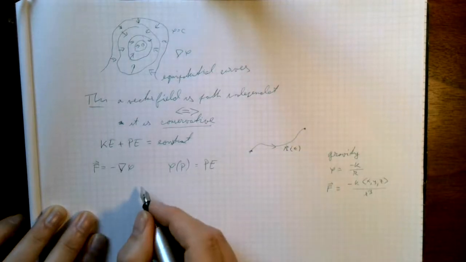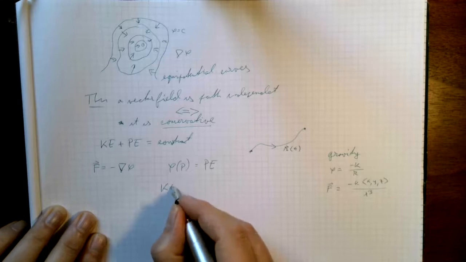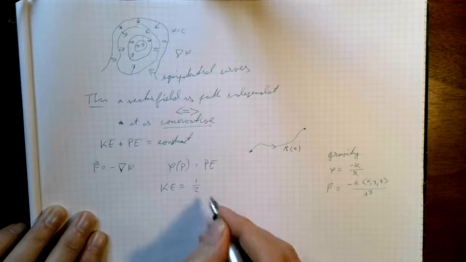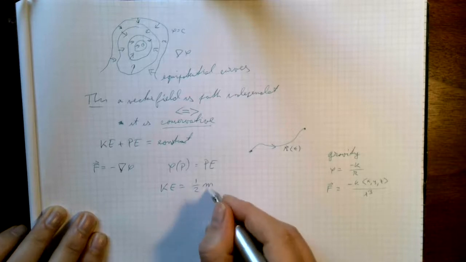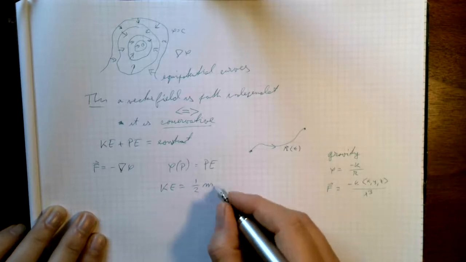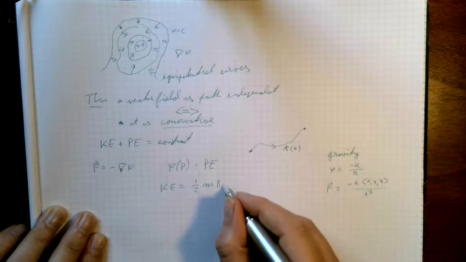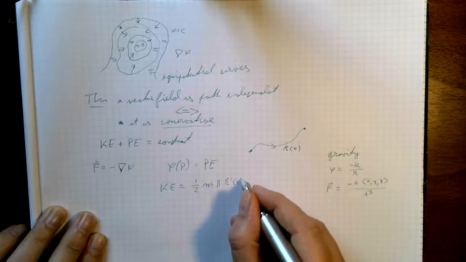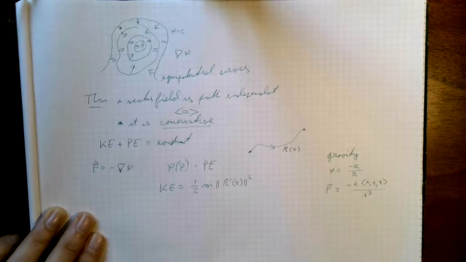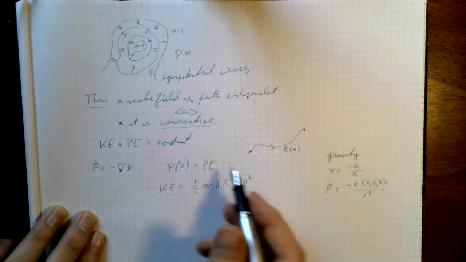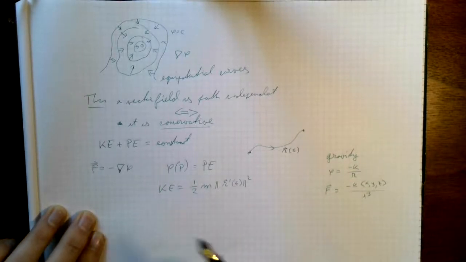And so, what is kinetic energy? Kinetic energy, by definition, is 1/2 times the mass, so m is the mass of the particle, times the speed squared, right? That's the kinetic energy. Anyway, that's just the definition.